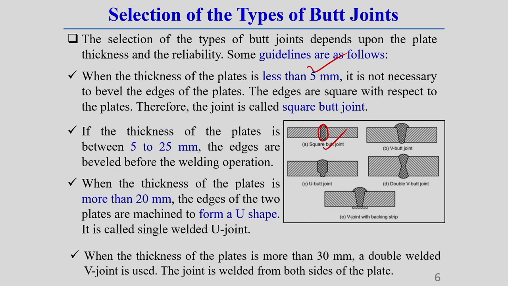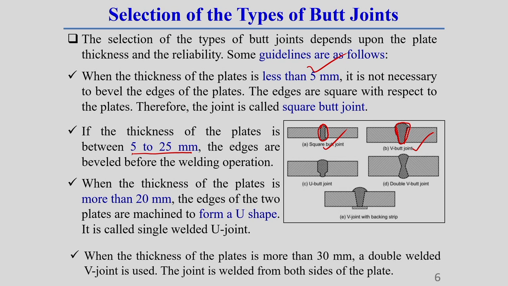Once the plate thickness goes from 5 to 25 millimeter, it is required to make edge preparation. What I am telling, understand? I have already written it here. Once the plate thickness increases, this type of edge preparation also changes. So, for a 5 to 25 millimeter thick plate, we can use V groove edge preparation. That means we do a bevel edge preparation. You can see this in figure B. Here the shape of the weld bead is V in nature, which is why it is called a V groove butt joint.